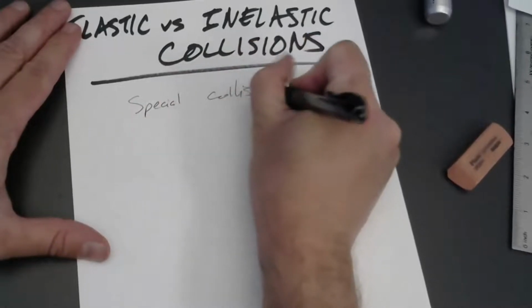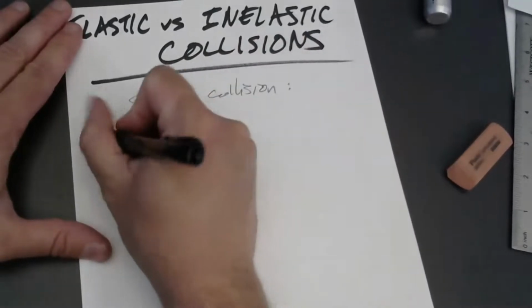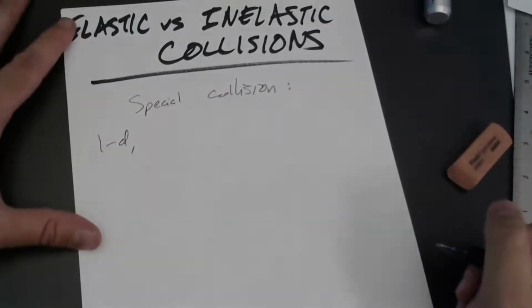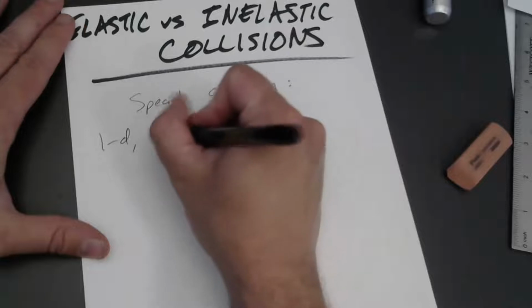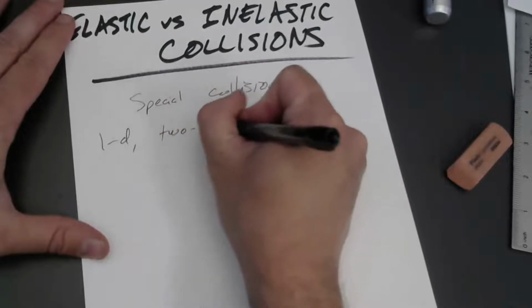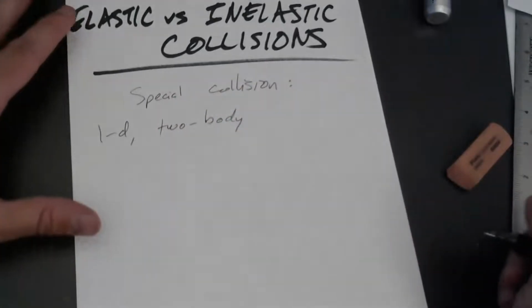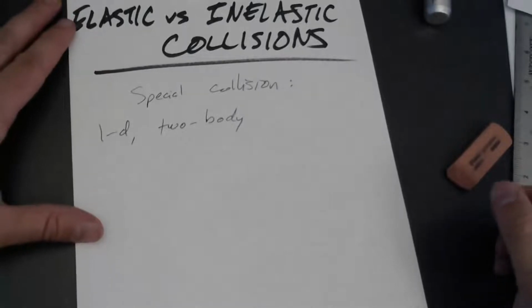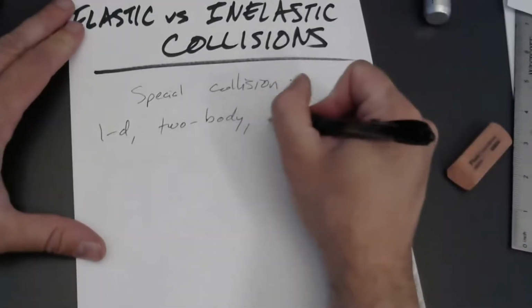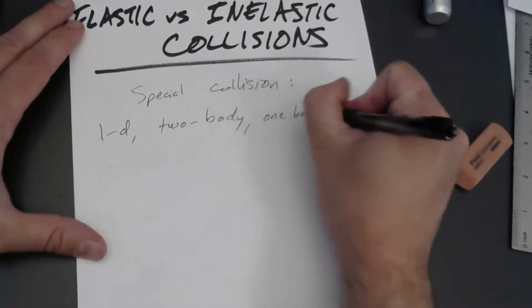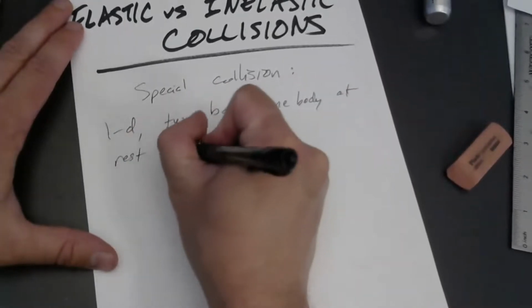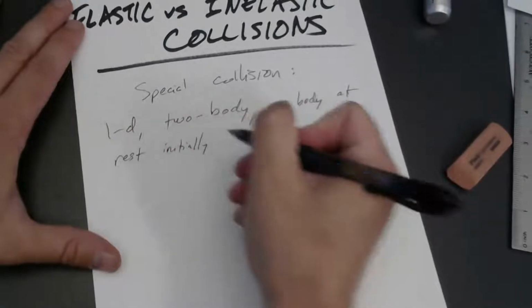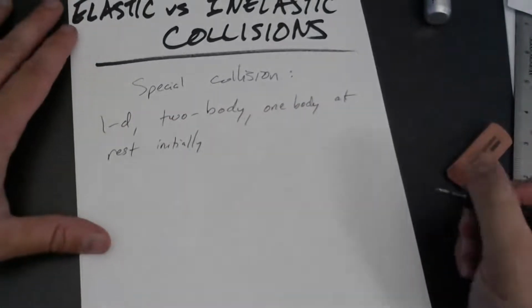I'll just call this the special collision that we're talking about. It needs to be one-dimensional. It needs to be a two-body problem. We're not looking at a collision between 5 or 6 objects, just 2. And one body is at rest initially. That's important. It doesn't matter which one, but one of your masses needs to be sitting there initially.